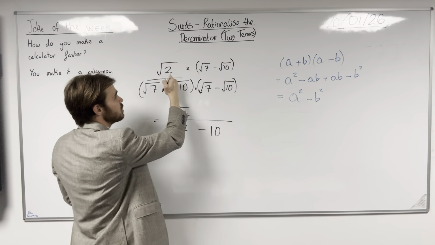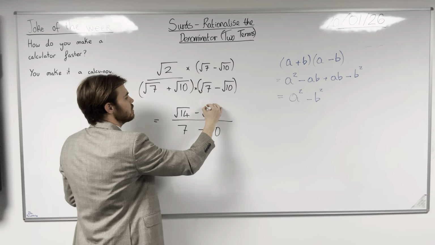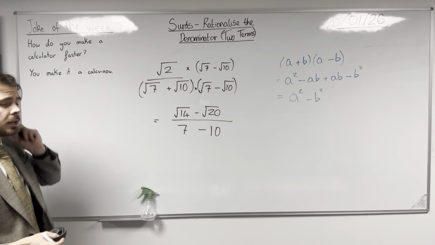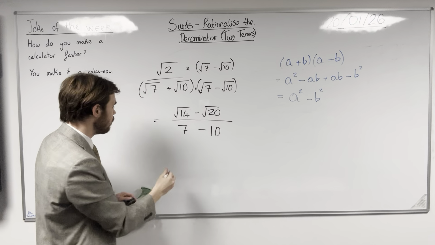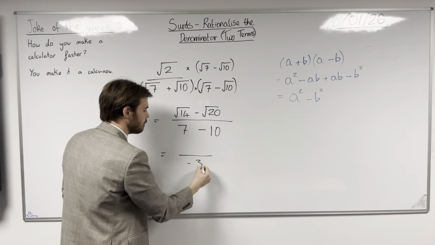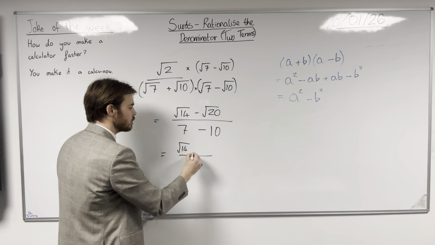And then the square root of 2 multiplied by the square root of 10, which is the square root of 20. Now on this particular one, we're going to do 2 bits of simplifying to finish it off. On the denominator, that is going to become negative 3. And then the square root of 14 can't be simplified.